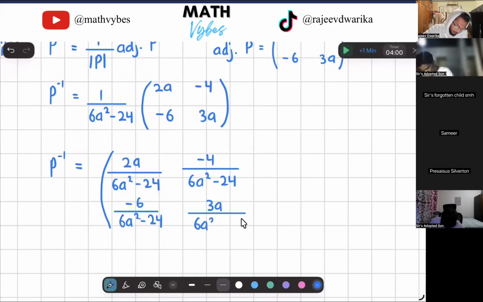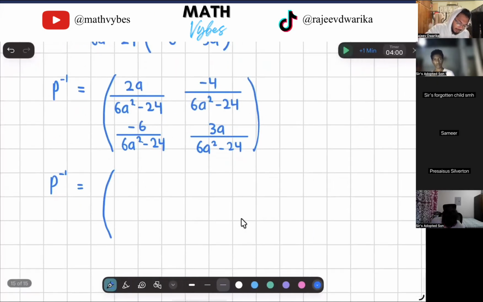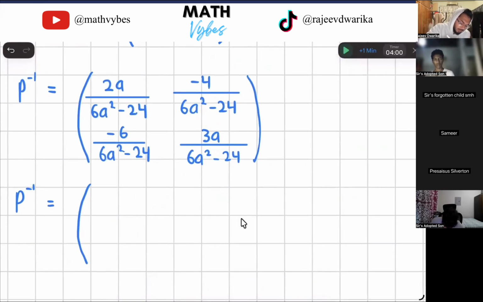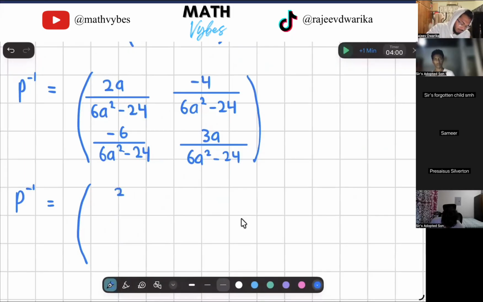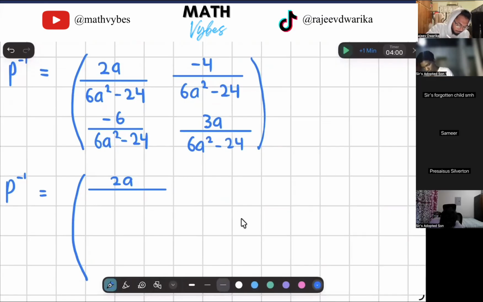3a over 6a squared minus 24. Right, now Samir, do you think this is the simplest form? No. If you notice, in the denominator, I could actually pull out 2. Now this is unnecessary, but if you want to be on the merit list, like if you want to show that you know your stuff, I'd recommend doing this. You see the most perfect answer.